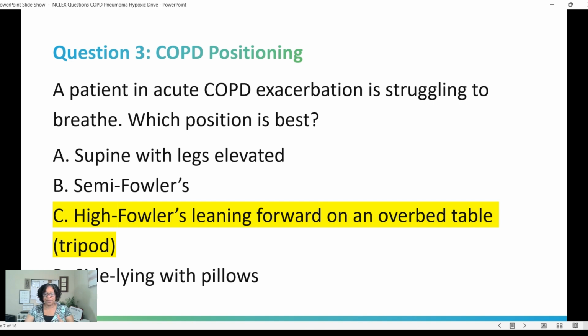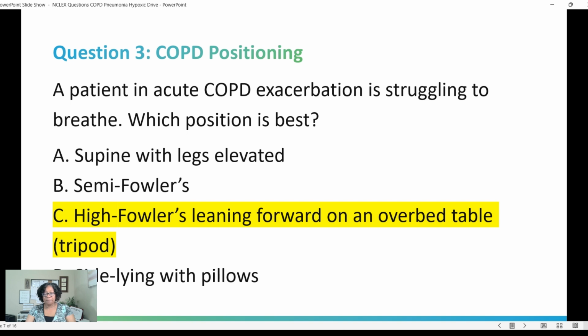So the tripod position promotes maximum lung expansion by allowing the diaphragm to move more freely and the use of those accessory muscles. So that patient will be leaning over the table, leaning over and sitting up high. Remember, supine is not good because your lungs aren't going to be able to expand because the pressure of the patient's body is going to be on the bed. So they're not going to get that good lung expansion.